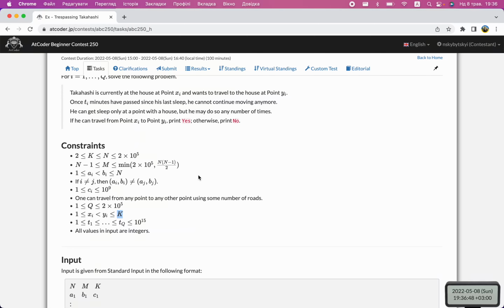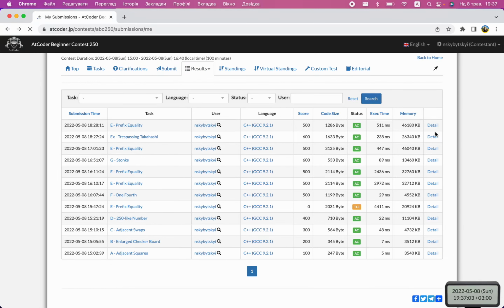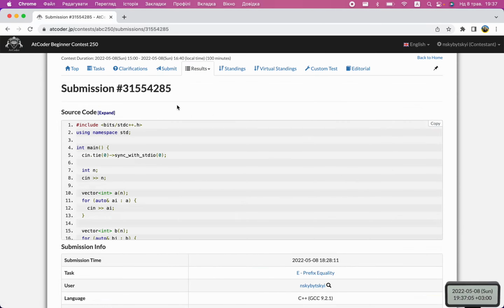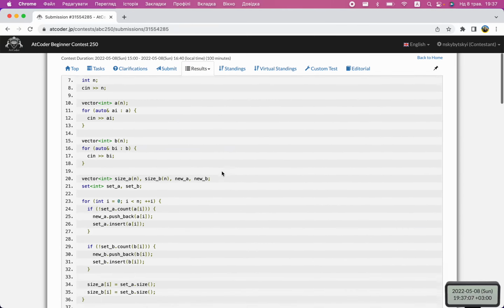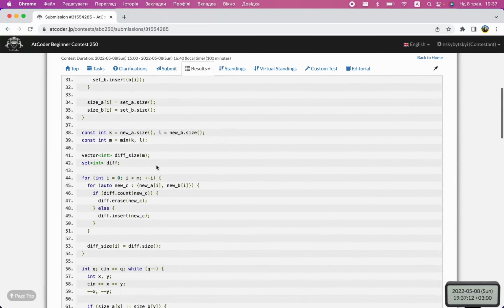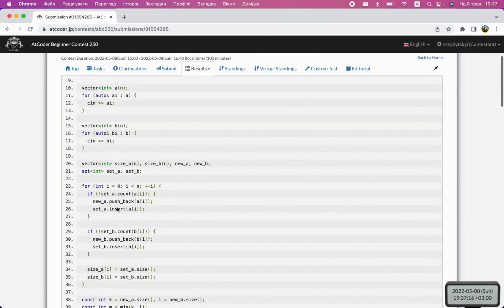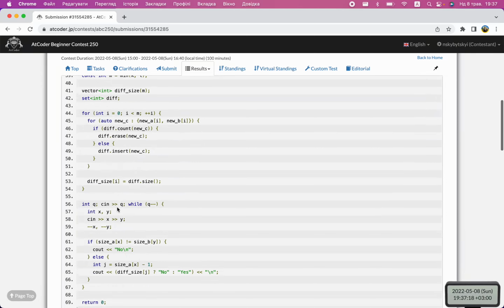I started thinking about minimum spanning tree, and there is a solution that uses spanning tree, but we will not cover it here. You can read it in the editorial if you want to. There is actually a better solution to this problem, that instead of generating all edges explicitly, all k-square edges, it tries to use the original edges, original m edges. If I can find it.